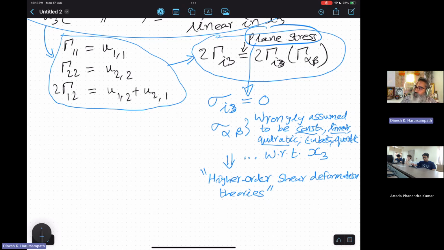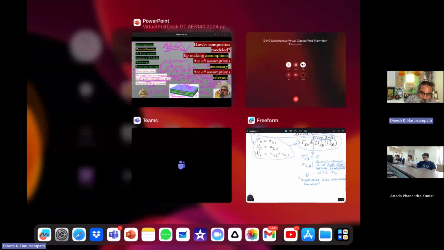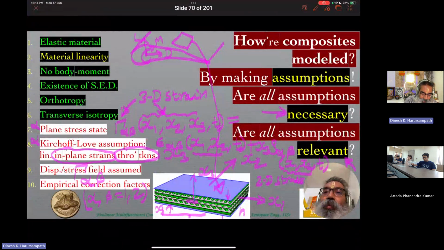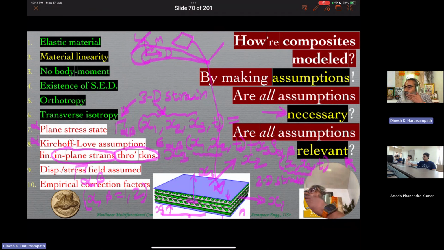And all of these higher order shear deformation theories, right from the first order shear deformation theory itself, you will see that there are problems that ensue out of this whole thing, which is why they introduce what is known as, in the last assumption that we will see over here, empirical correction factors. Okay, this is the 10th and the last assumption that we have on the slide about how we go about modeling flight vehicle structures, whether made out of metals and or composites. So the 10th assumption is about empirical correction factors.